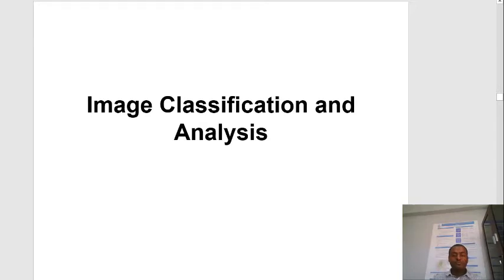So now we are coming into a very important aspect of digital image processing, that is image classification and analysis. As I told you earlier, the image enhancement and the image transformation can be omitted. Once you finish your image pre-processing function, you can directly jump into image classification analysis, and this is very important. Okay?